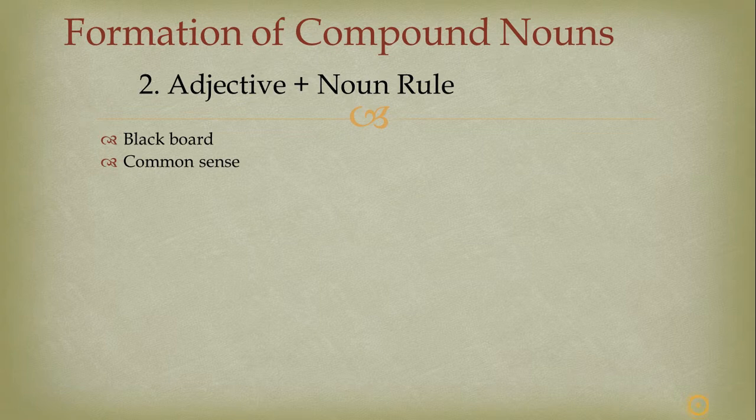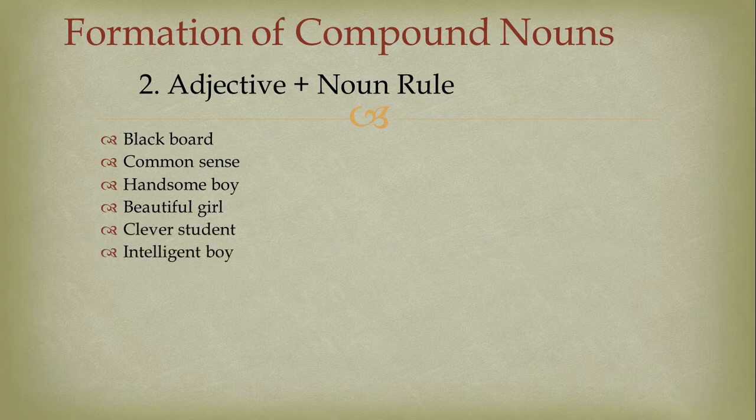Hence, common sense, handsome boy, beautiful girl, clever student, intelligent boy, small office. Viewers, in these examples, the first word is an adjective and the other one is a noun. When combined together, a new noun, compound noun, is formed. This is rule number 2, adjective plus noun rule. Black horse. This is also an example of adjective plus noun rule.